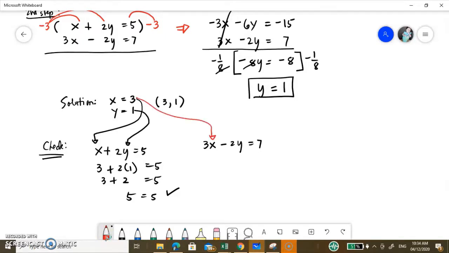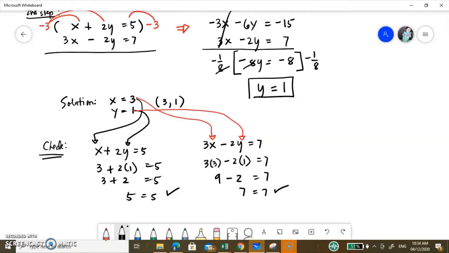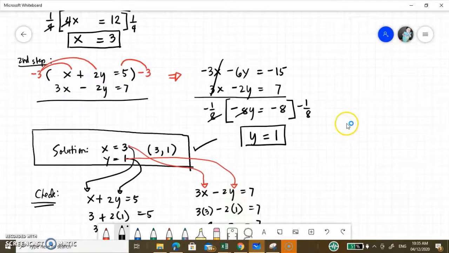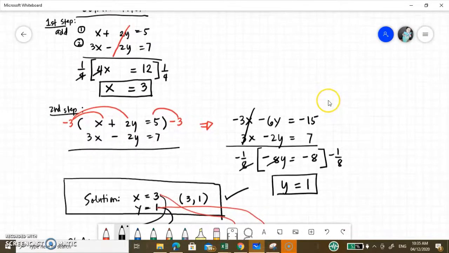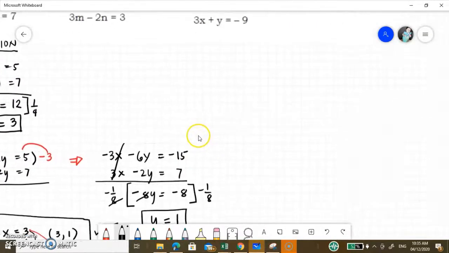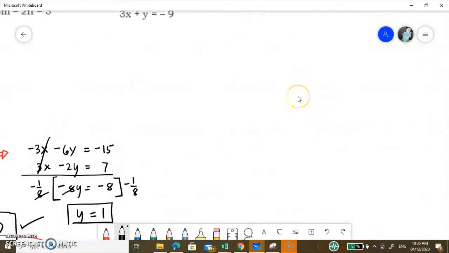Okay, so dyan, substitute natin. Ayan. So you get 3 times 3 minus 2 times 1 equals 7. 3 times 3 is 9. Minus 2 is 7. 7 is equal to 7. So that tells us that the solution na nahanap natin is correct. Okay? So that is using the elimination method. Okay? So, meron na kayong by graphing, meron na by elimination method. Let's try the other method, which is by substitution.